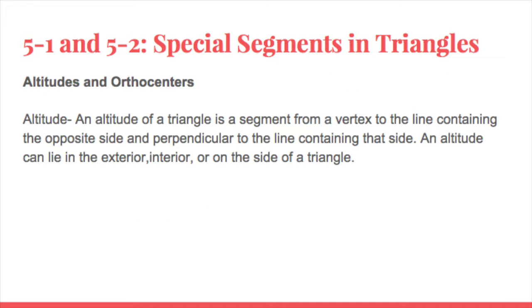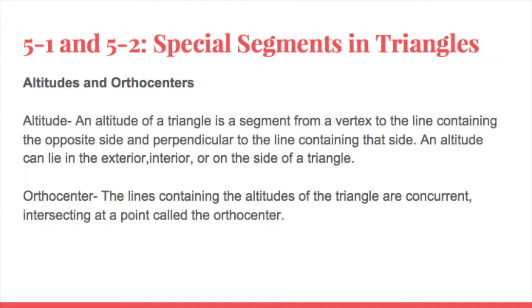Altitudes and orthocenters. An altitude of a triangle is a segment from a vertex to the line containing the opposite side and perpendicular to the line containing that side. An altitude can lie in the exterior, interior, or on the side of a triangle. The lines containing the altitudes of the triangle are concurrent, intersecting at a point called the orthocenter.